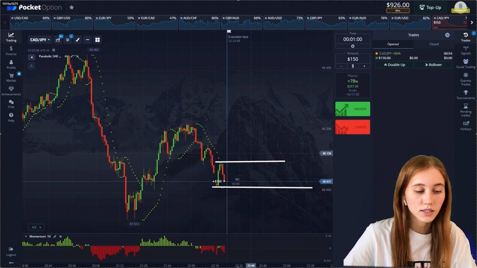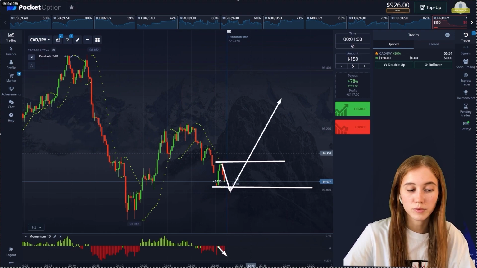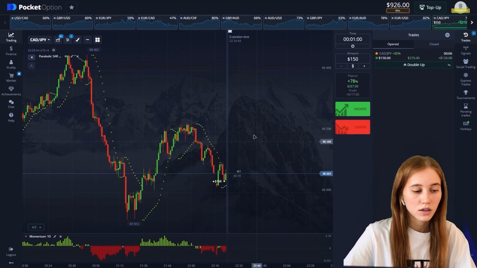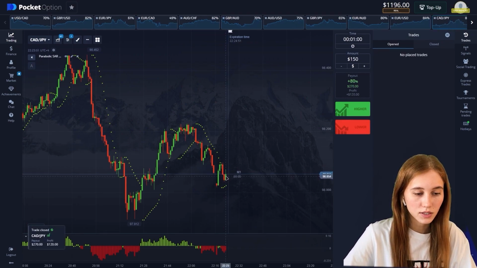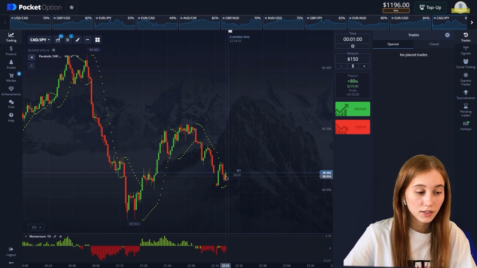Further, according to the second indicator, we see that volatility is growing. That means there may be sharp changes in the chart. Let's see until the end of the deal. 4 seconds. Great, good deal. And let's sum it up.